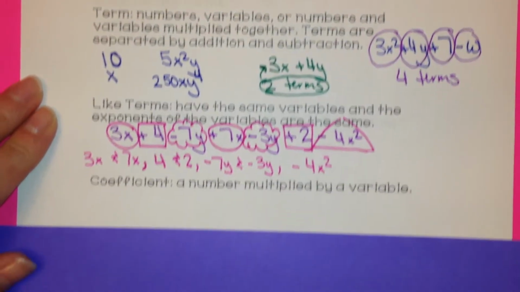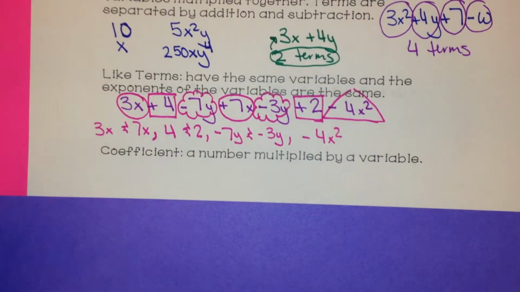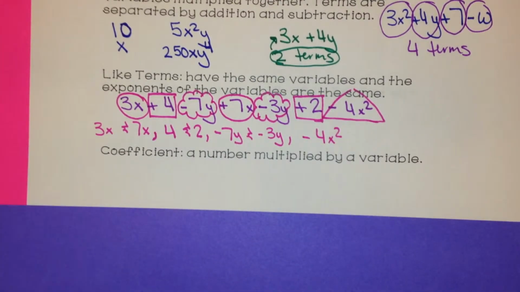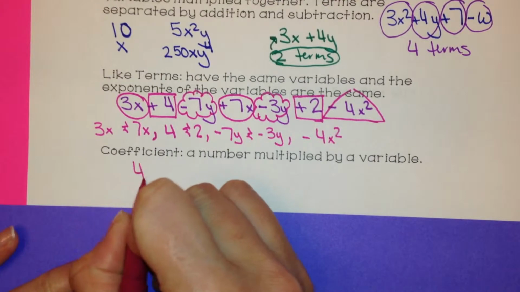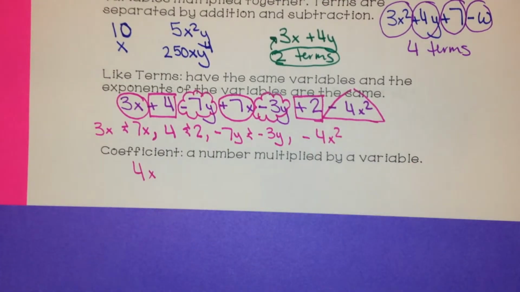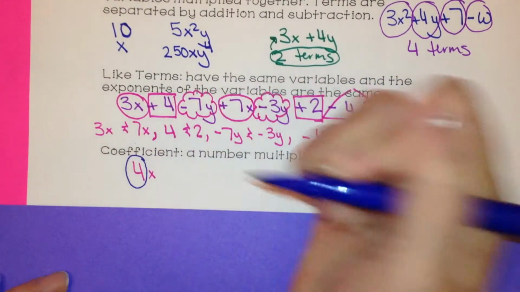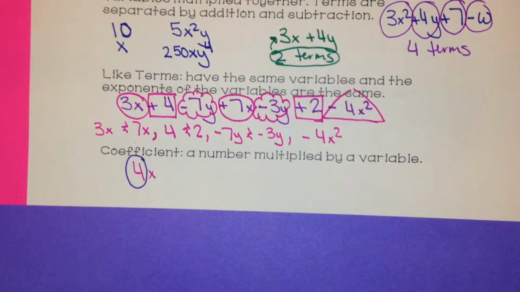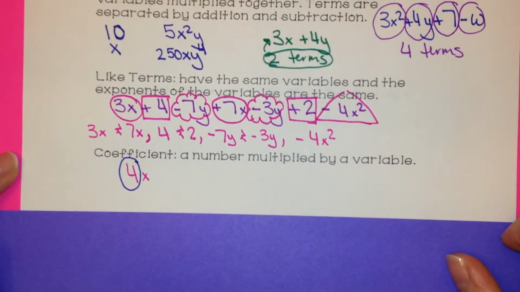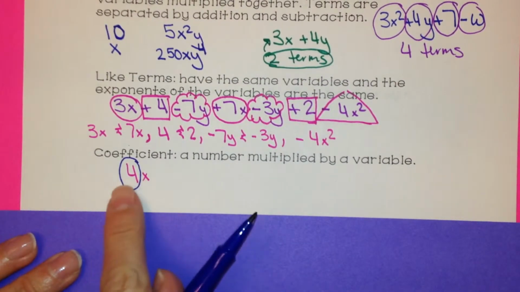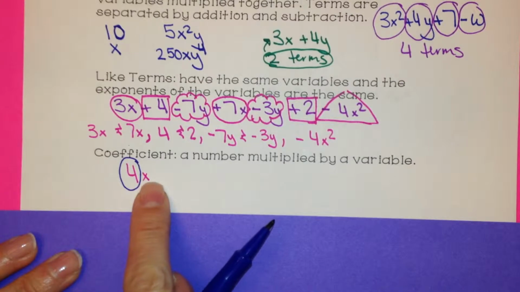All right, coefficient. A coefficient is just a number multiplied by a variable. So say I had 4x. The coefficient in this case is 4. It's just the number multiplied by the variable. So anytime you have a number in front of a variable, it just means they're multiplied together. This is technically 4 times x.